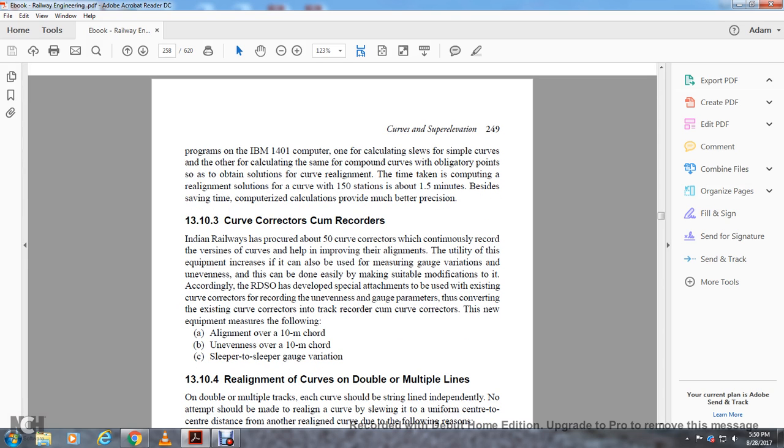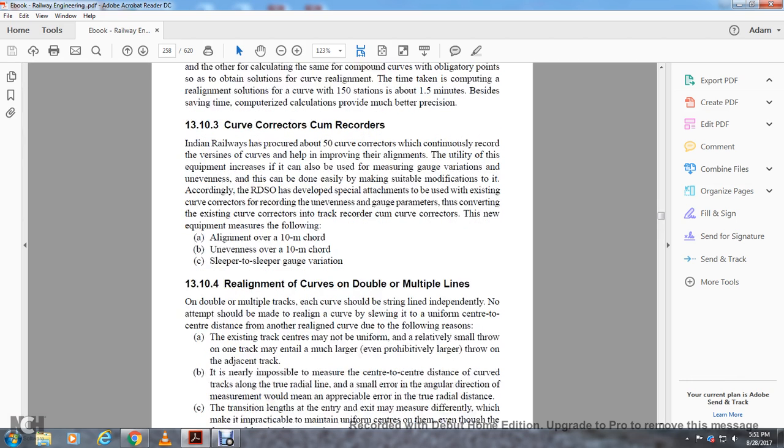310.3, curve correction and column recorders. The Indian Railways has produced the 550 curve corrector for the continuous record of various curves that helps to improve the alignments. The utility of the equipment can be increased and used with measuring gauge variation of the unevenness. That is done easily by making suitable modifications according to the research design and safety organization, developing special attachments to be used with existing curve correctors: recording unevenness gauge parameters, converting the existing curve correctors, the track recorder with the curve corrector, the new alignment, the measure of the following alignment over the 10 millimeter chord, the unevenness over the 10 meter chord, sleeper gauge variation.